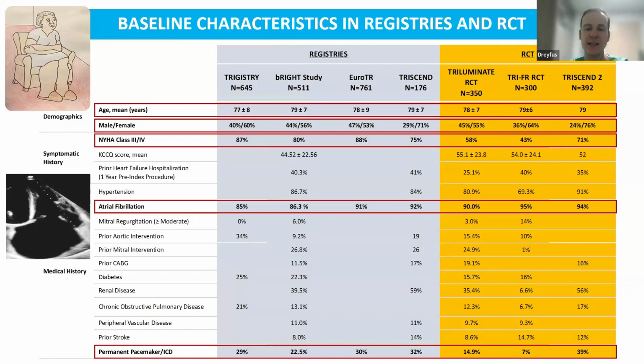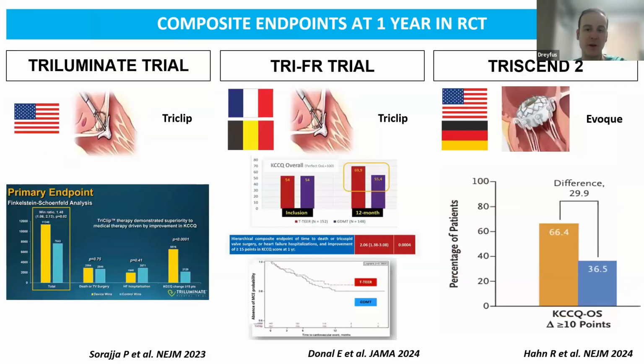you can see that the mean age is 70 years old. Most of the patients are female. Most of them are really symptomatic and NYHA class 3 or 4, are in atrial fibrillation, 90% of them, and approximately 1/4 to 1/3 of them have a pacemaker or a defibrillator.